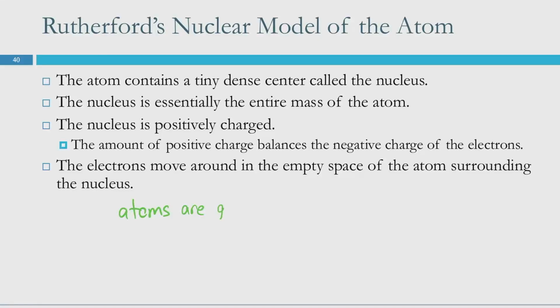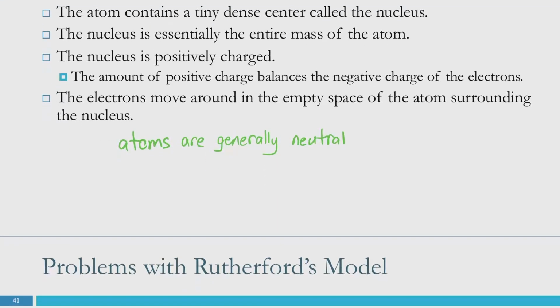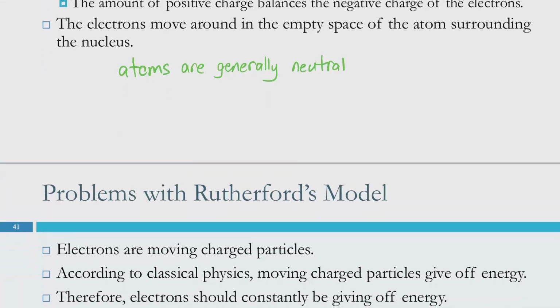Atoms are generally neutral unless they're ions. So the number of protons that we have in the nucleus, like for argon we've got 18, is going to balance the number of electrons. So we know that argon also has 18 electrons. So we've got our little dense center, all our mass, all our positive charge, and then around that there's a bunch of empty space, and that's where our electrons are moving around. And they have basically no mass compared to our nucleus. So this was Rutherford's model.